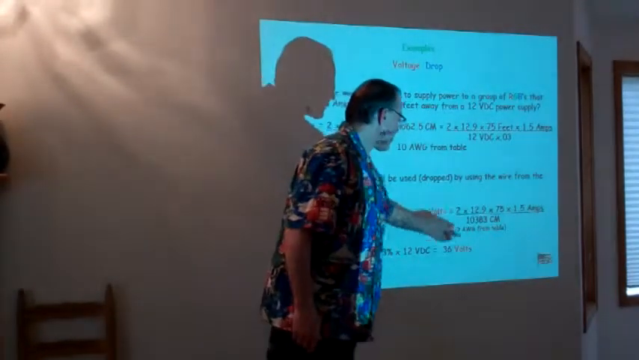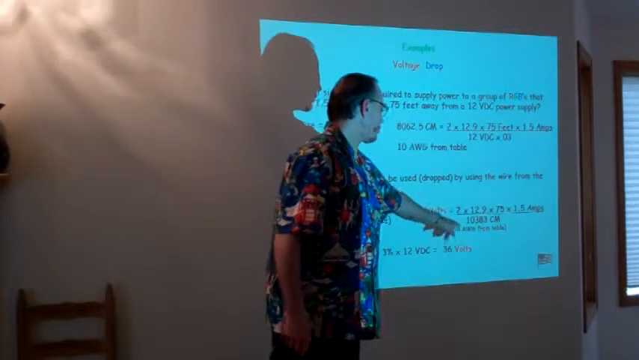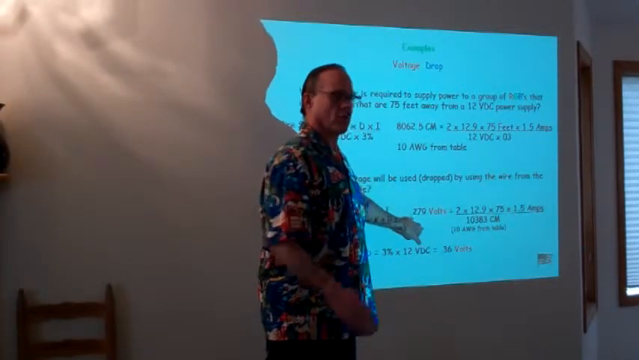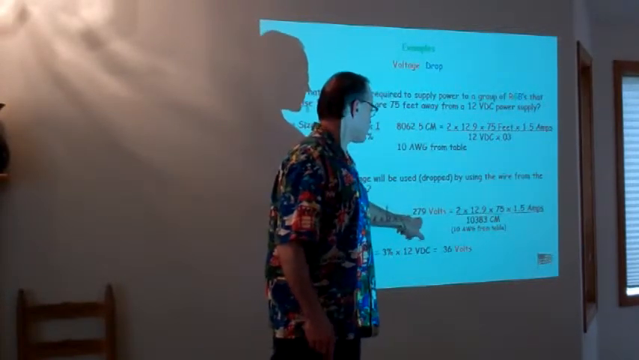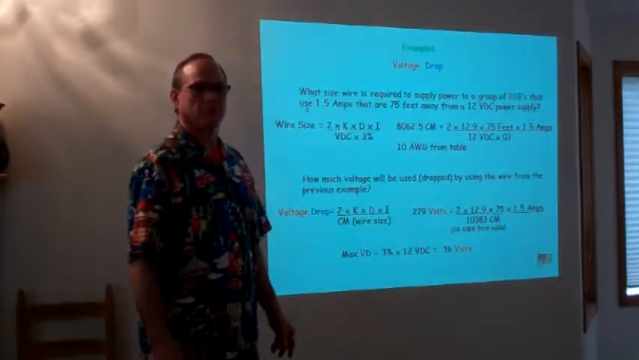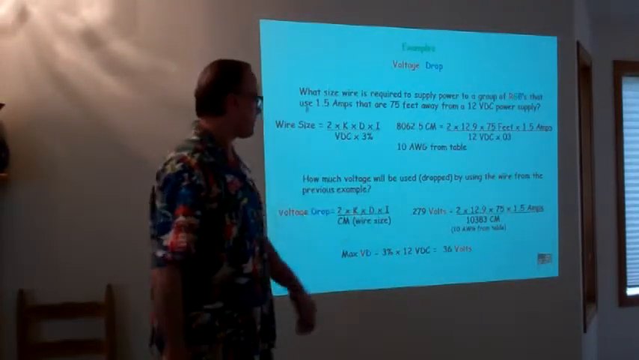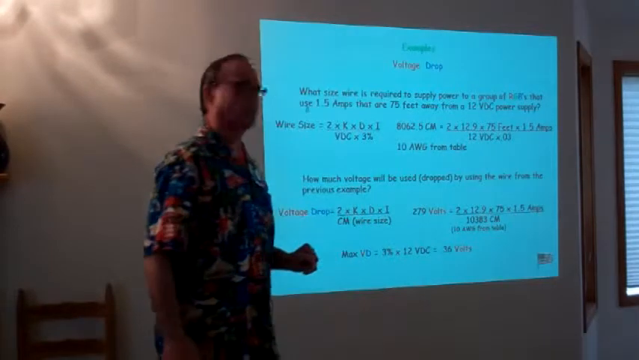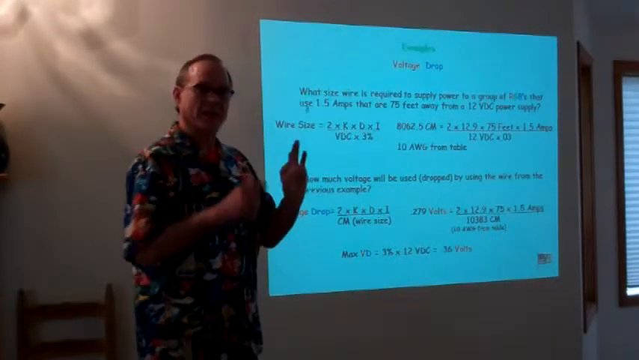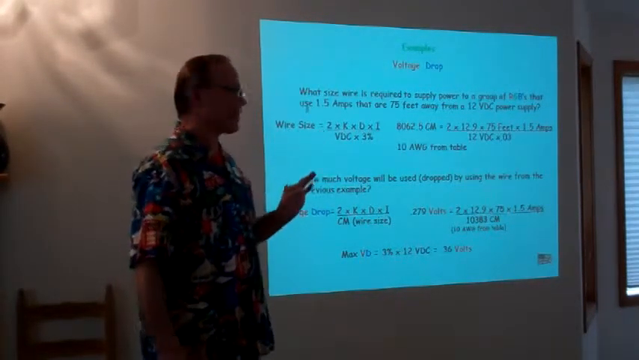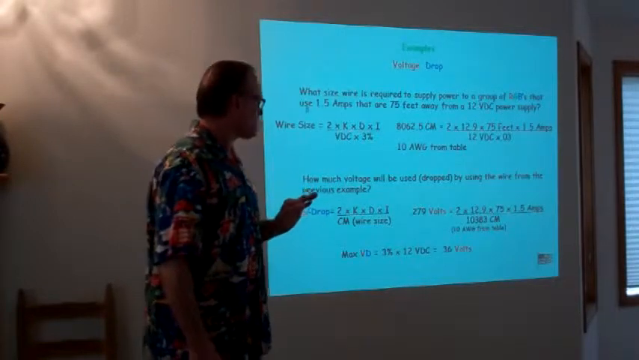By doing the math on this, we would come out with a voltage reduction or a voltage drop of 0.279 volts. For that length of wire, with that amount of amps flowing through it, and that diameter or that cross-sectional area of that wire. So what does it tell us?